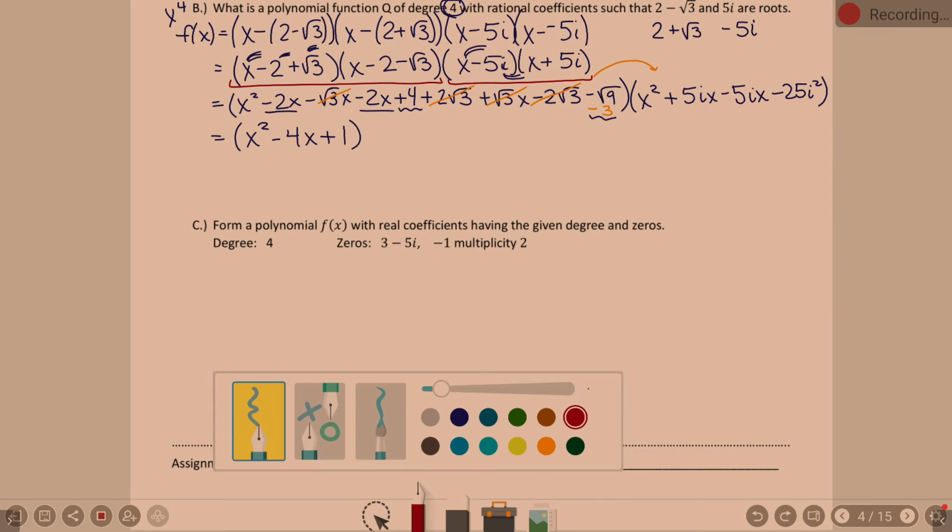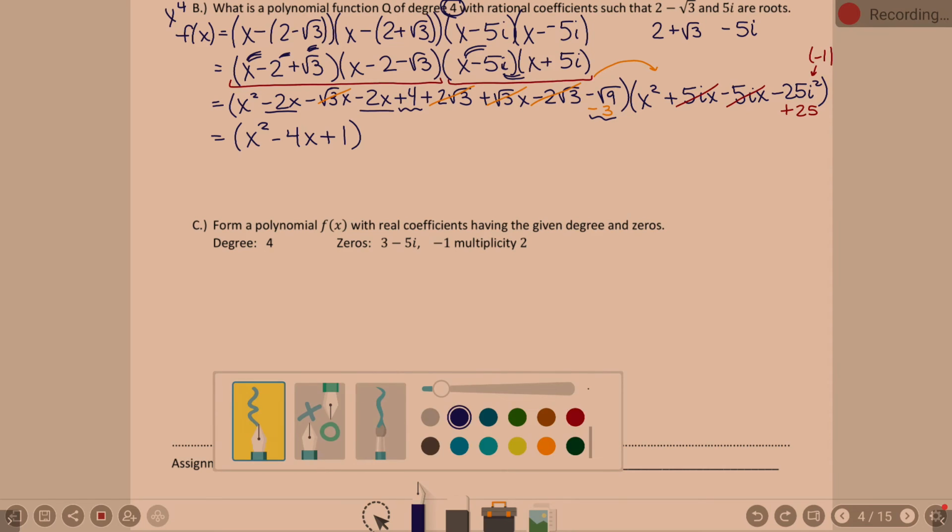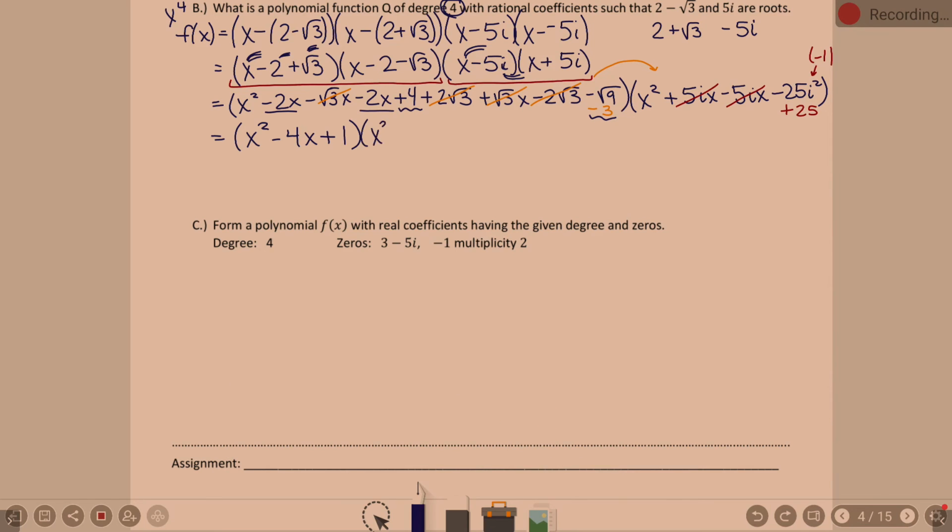5ix minus 5ix cancels. Look at that. So then just plus 1. I squared is negative 1, so negative 25 times negative 1 is really plus 25. So that second parenthesis cleans up to be x squared plus 25.